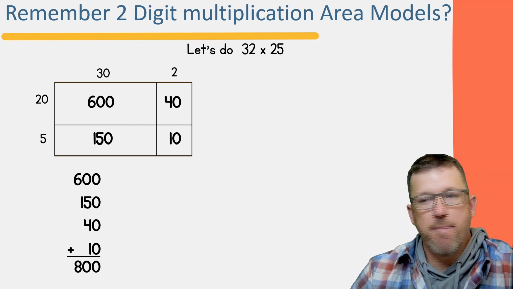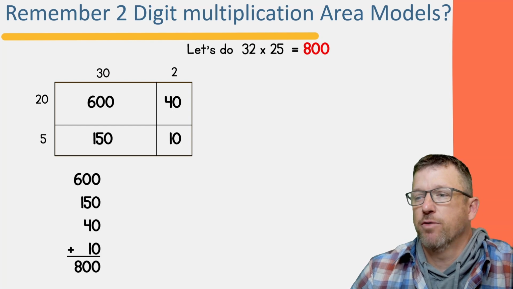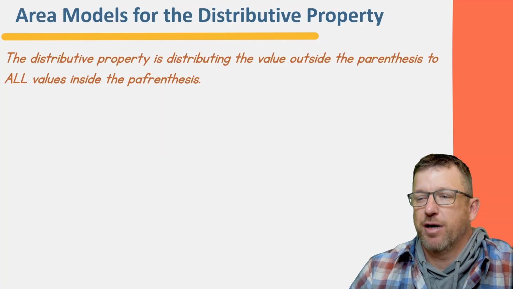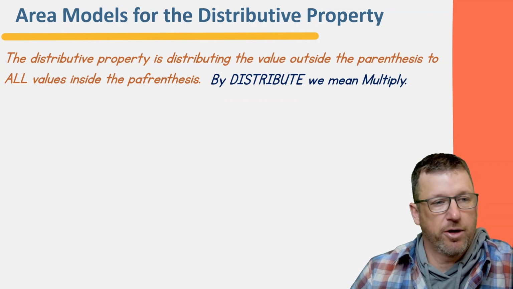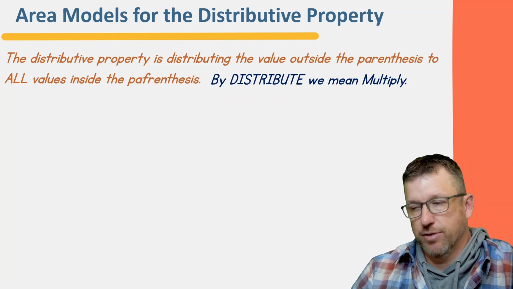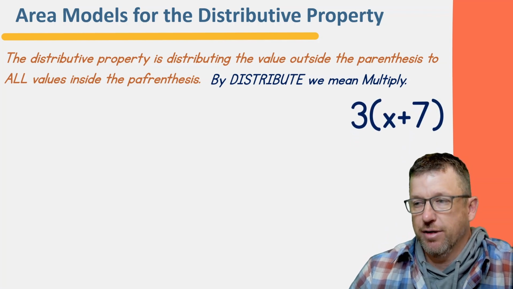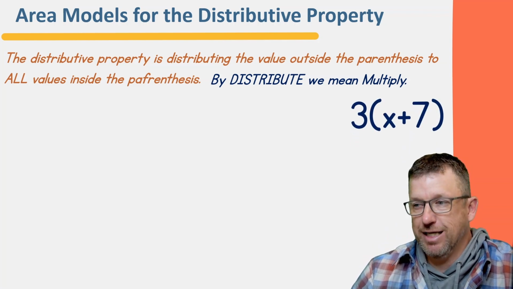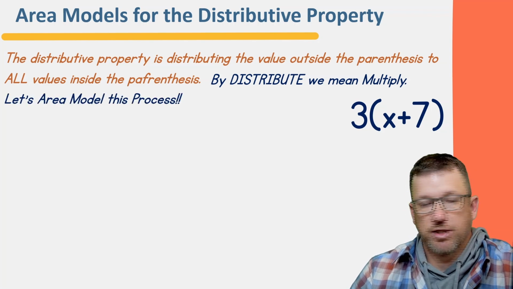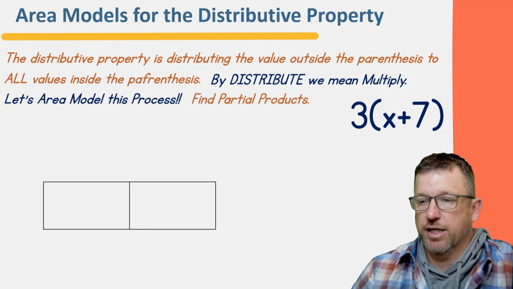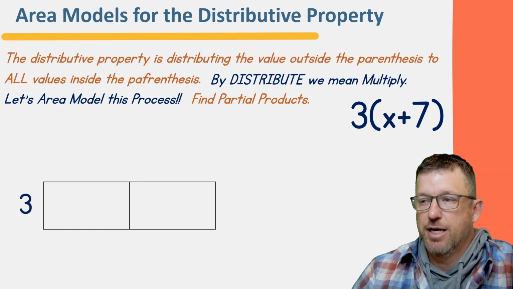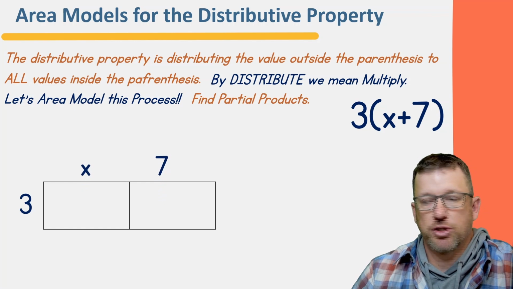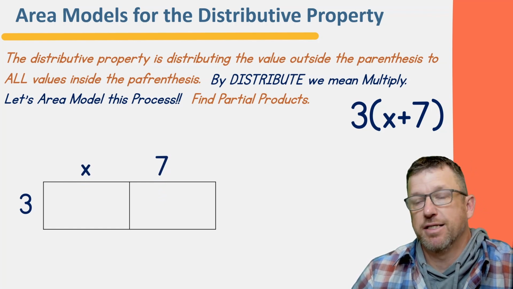Remember that area model game? Well, we're going to use that when we're thinking about the distributive property. All right, so we're going to take the value on the outside of the parentheses, and we're going to distribute it to everything inside the parentheses by multiplying. So here's our multiplication problem, 3 times x plus 7. Let's use the area model. All right, so here's our section. We're going to put the 3 over on the side, because that's the thing we're multiplying by. And then we're going to take that x plus 7 and break it into 2 parts, because that makes it easier to multiply.